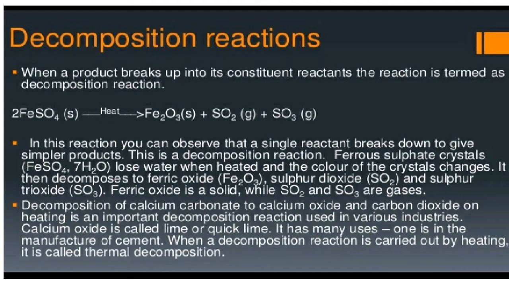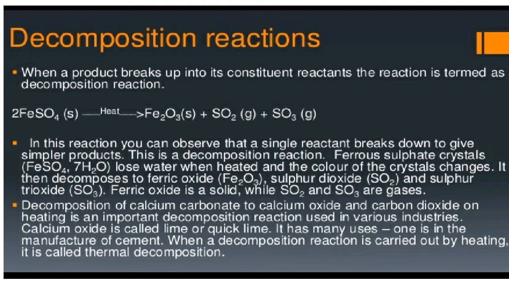Here we are having an example of ferrous sulfate. Ferrous sulfate crystals lose water when heated and the color of the crystal changes. It then decomposes to ferric oxide, sulfur dioxide and sulfur trioxide. Ferric oxide is a solid while SO2 and SO3 are gases.